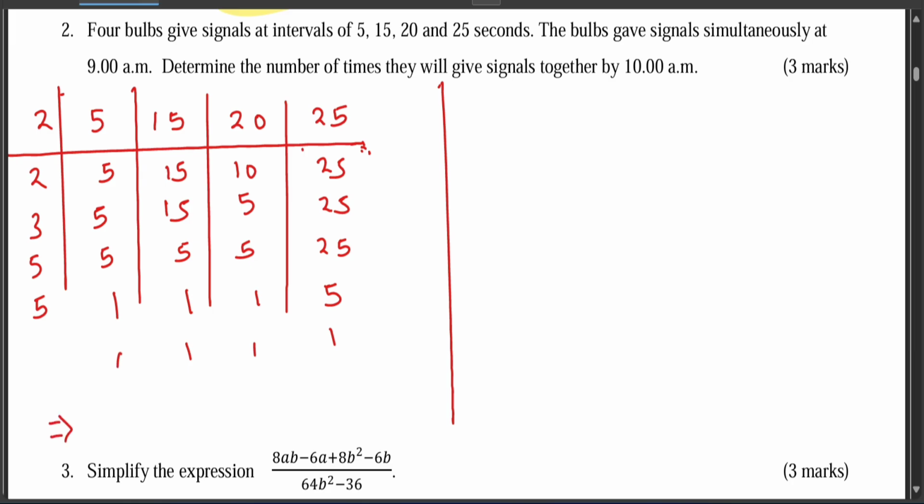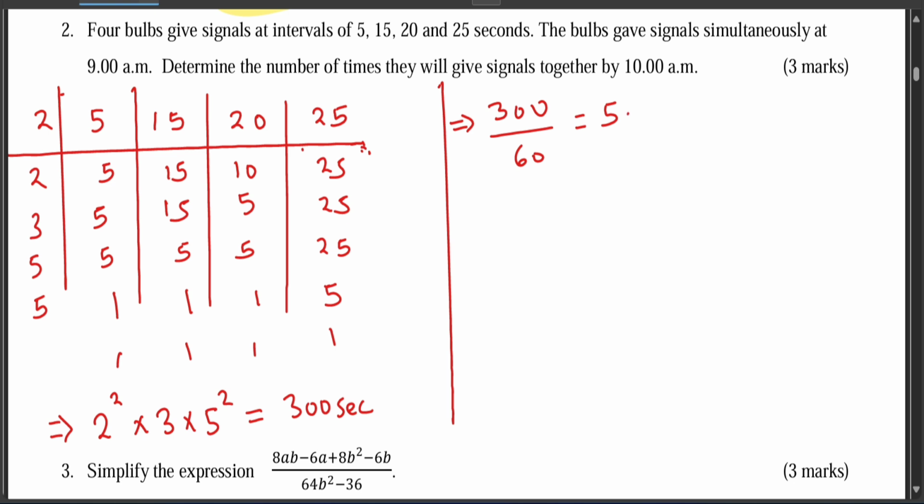So the LCM is 2 squared, kwa sababu ya 2 mara mbili. So it's 2 squared times 3 times 5 squared. So 2 squared ni 4, 4 times 3 ni 12, 12 times 5 ni 60, 60 times 5 ni 300. So it's basically saying that it will give signal after 300 seconds. But now, since this is time, seconds is very rare to be used, so let's change it to minutes. So 300 divided by 60 to give you 5 minutes. So every 5 minutes watagive signal.